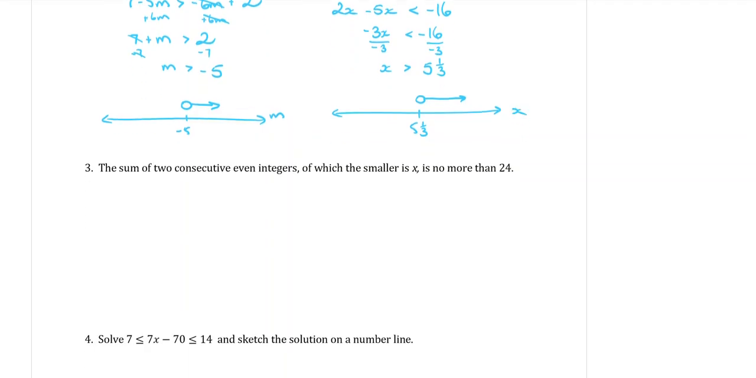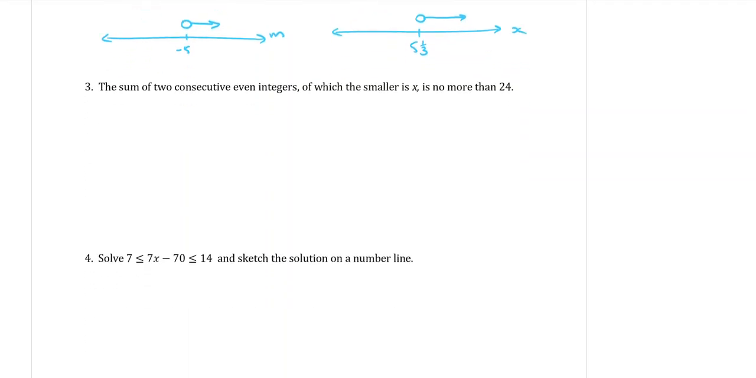Couple more questions to go. Question 3. The sum of 2 consecutive even integers, of which the smaller number is x, is no more than 24. We've done questions like this with normal equations, but this is an inequality. The no more than means it's not equal to, and we'll talk about what symbol that is when we get to it. Let's see if we can build the first part first.